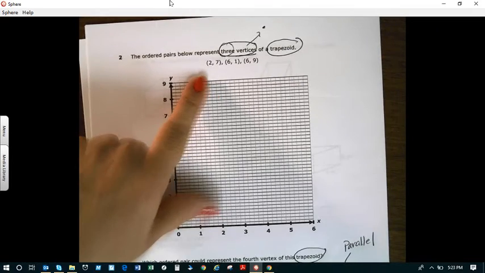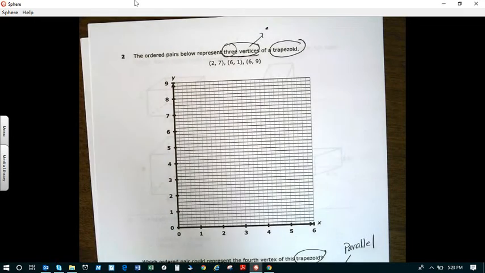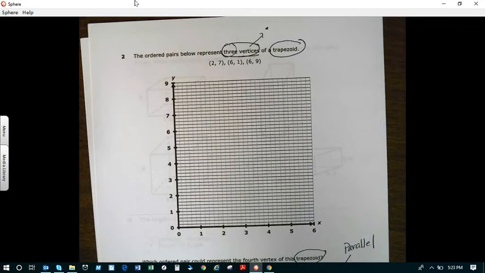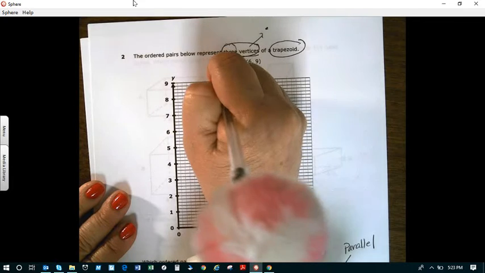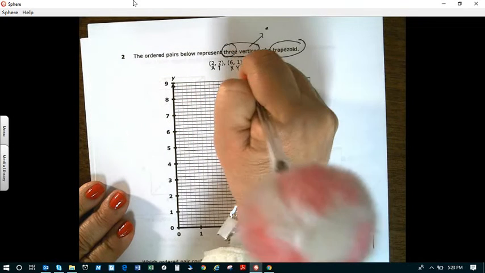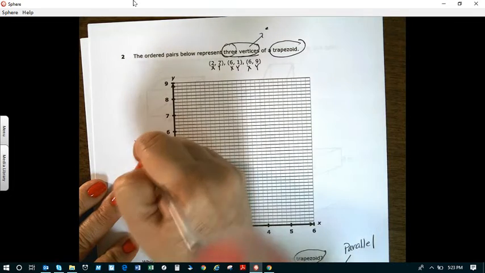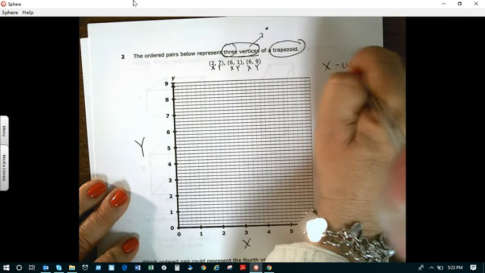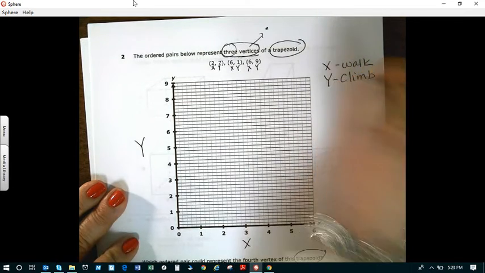I am going to, first things first, practice that strategy that's going to help you remember, from STAAR day, how to label your information. So for me, immediately X, Y, X, Y, X, Y. I know my X, I walk, my Y, I climb. So I'm going to put my X, walk, Y, climb. Now this helps me remember.